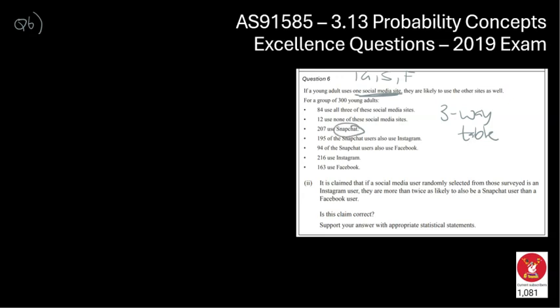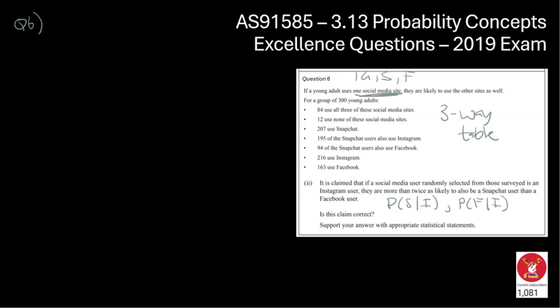So you see you got Snapchat, Instagram, Facebook, so that's going to be 3 variables. It is claimed that if a social media user selected from one of the surveyed is an Instagram user, they are twice as likely to use Snapchat over Facebook. So basically, we need to find the probability that they use Snapchat given they use Instagram, and also the probability that they use Facebook given they use Instagram.